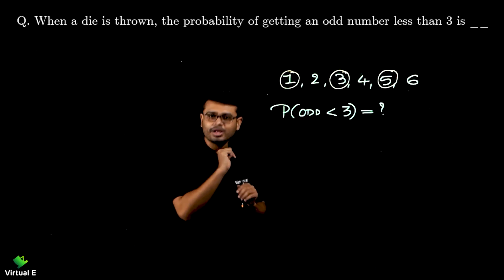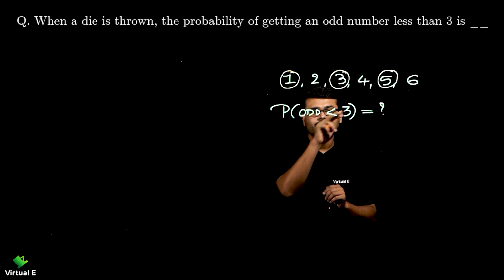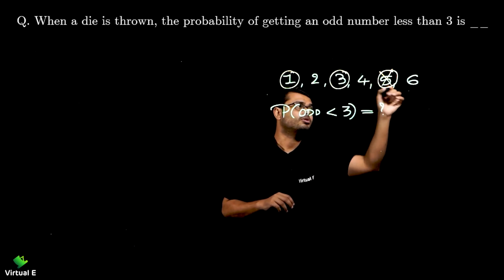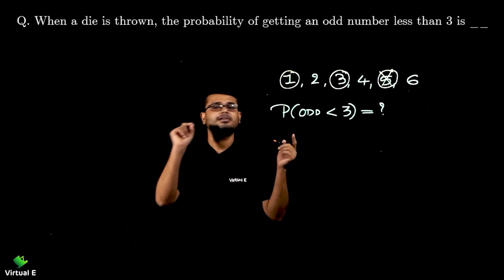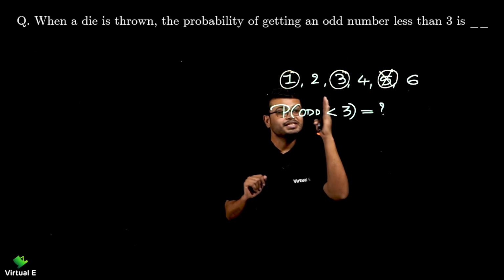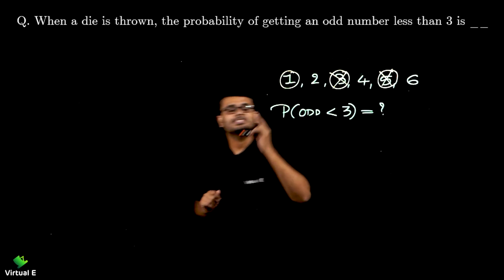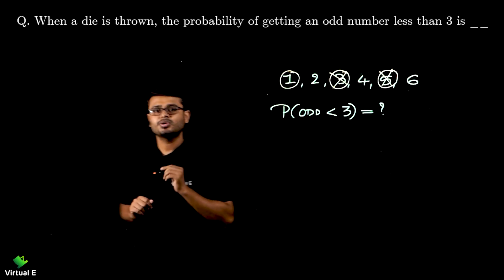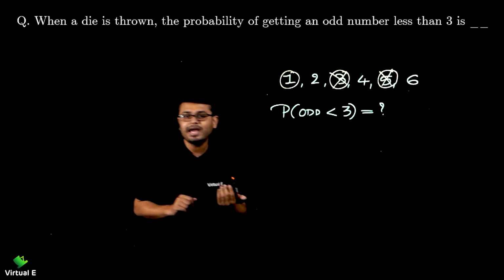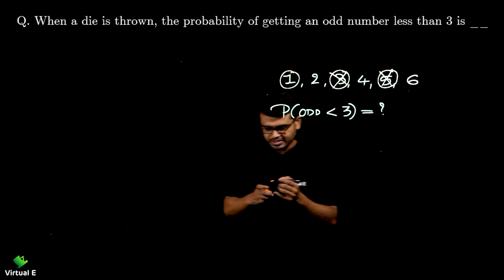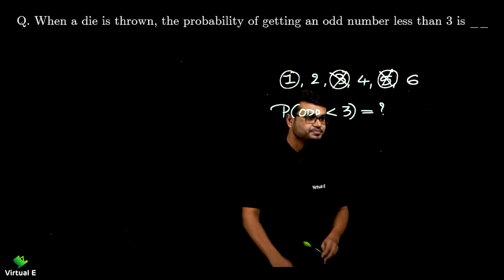And one more condition is given over here, that the number should be less than 3. So we cannot take 5, okay, cross it. Can we take 3? No, we cannot take it because it is given less than 3. So we cannot take 3 either. So what's left? Only one number. So how many favorable outcomes do we have? Only 1. And total number of outcomes? 6 as always.